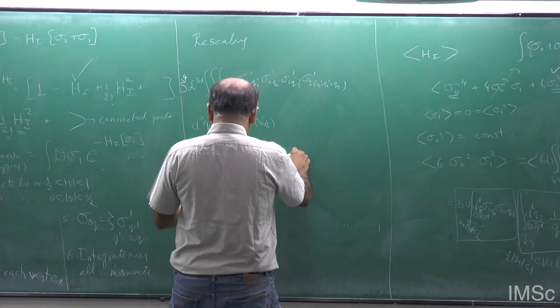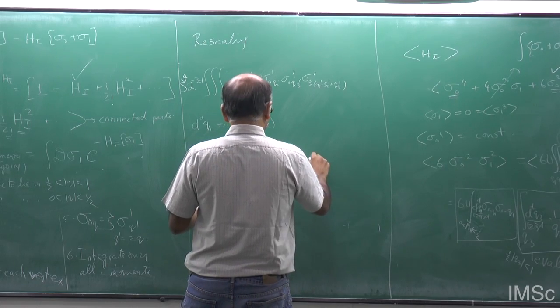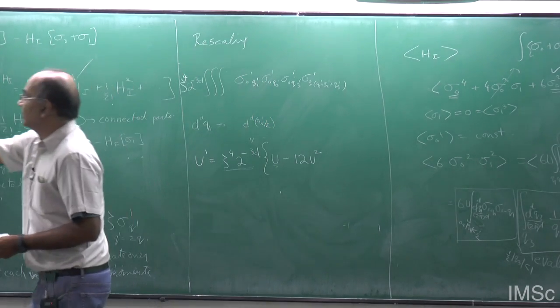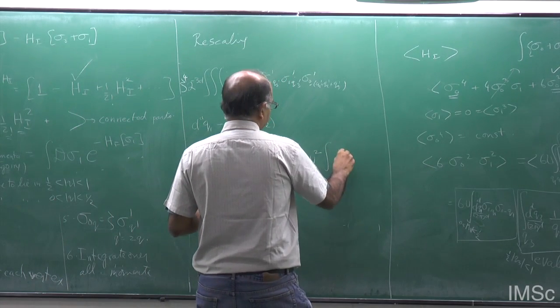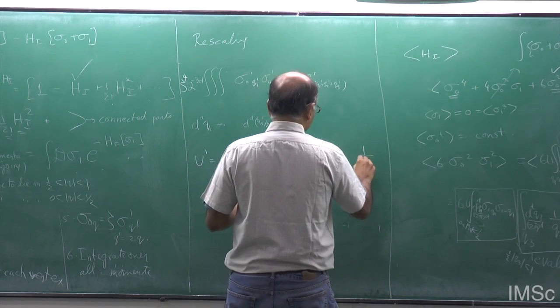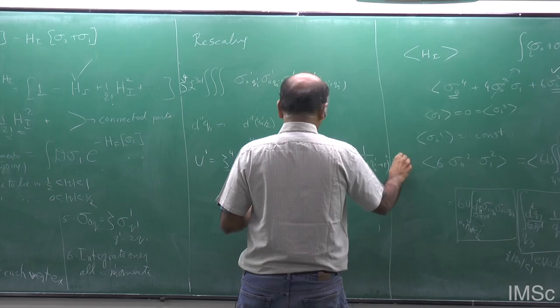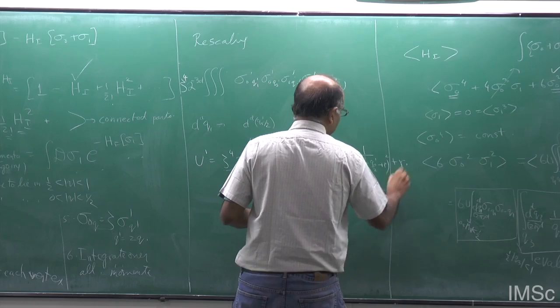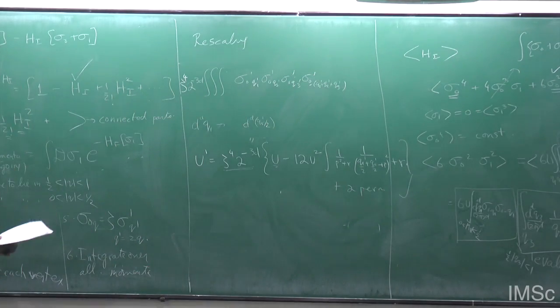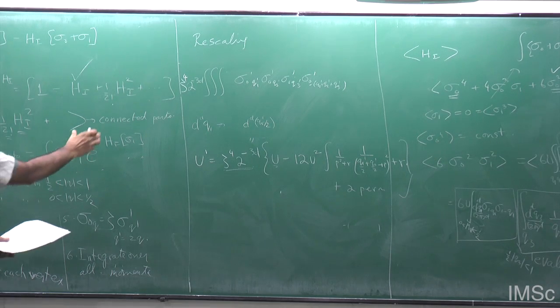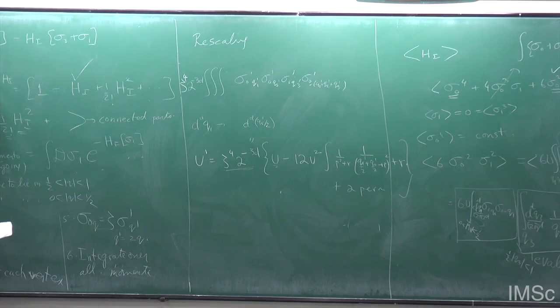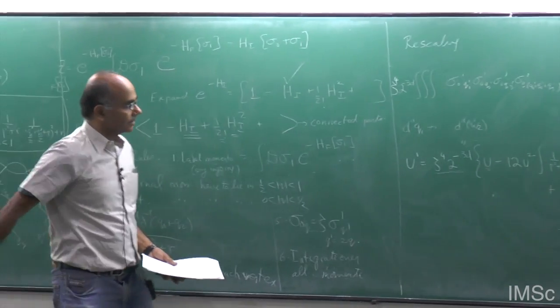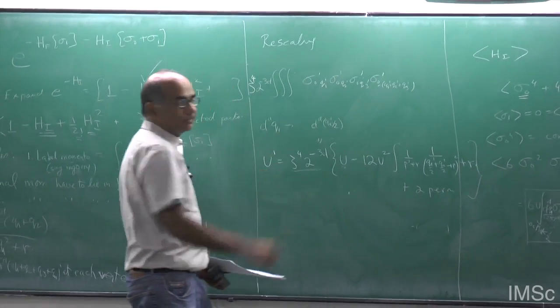What is the correction to this? The correction to this is minus 12 u squared, this integral, plus 2 permutations. The minus sign came because here it's positive, but you're writing it as a coefficient of minus of a term, so that's why there's a minus sign. So this is our new u prime.